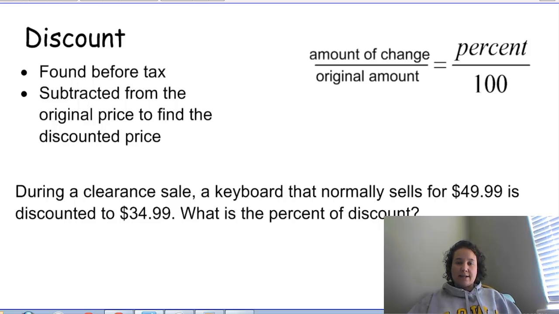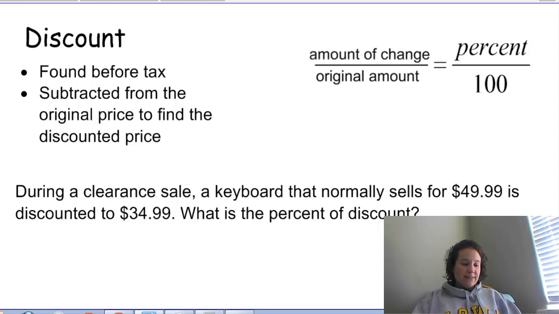Discounts are found before tax. So if I go to a store and it says it's 25% off sweaters or something, and I buy 2 sweaters, they're going to find the total cost, and then they're going to take the discount first and then charge tax on that. You only pay tax on what you're actually spending. You don't pay tax on the original price. So we do the discount first, then we find tax.